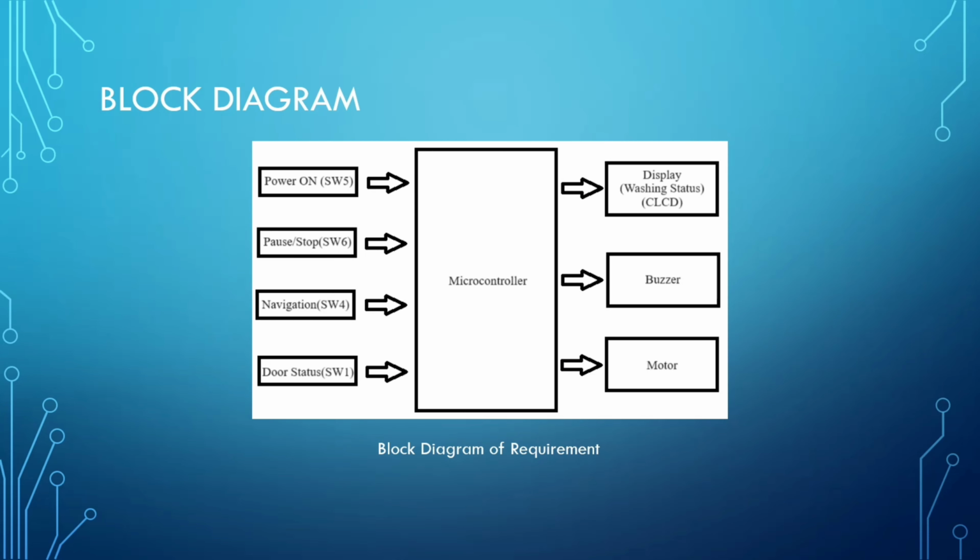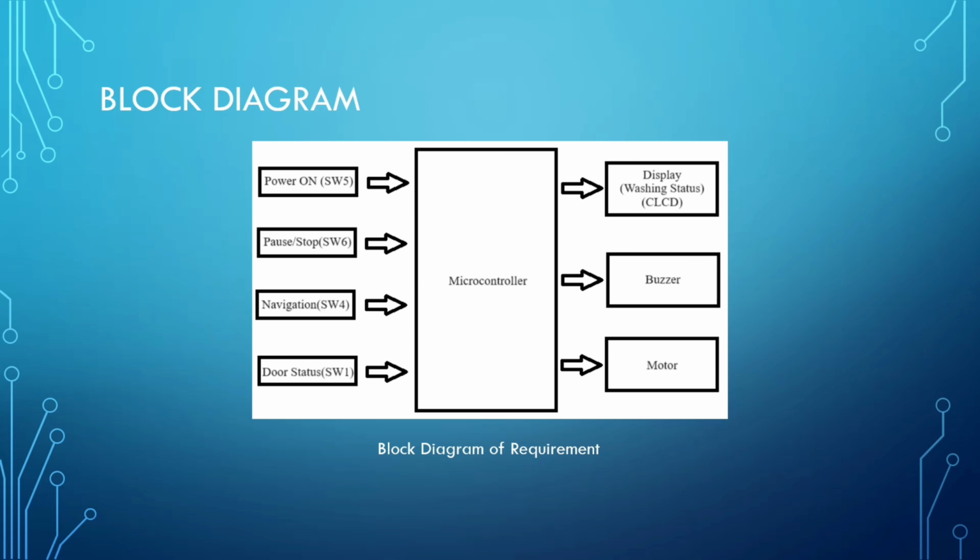This is the block diagram for the requirement. The washing machine should be powered on using switch 5. The washing cycle should be paused or stopped using switch 6. The navigation, that is scrolling between the options and selecting any option, should be done with switch 4. Door status should be controlled with switch 1. That means when switch 1 is pressed, it denotes that the door is open.